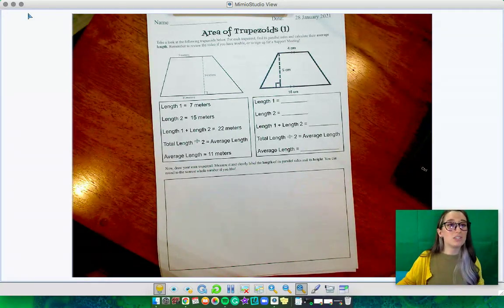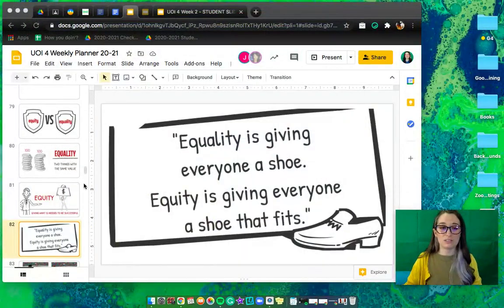So going back to just our definitions, I'm going to go back to this quote from Nadine: equality is giving everyone a shoe. Equity is giving everyone a shoe that fits.